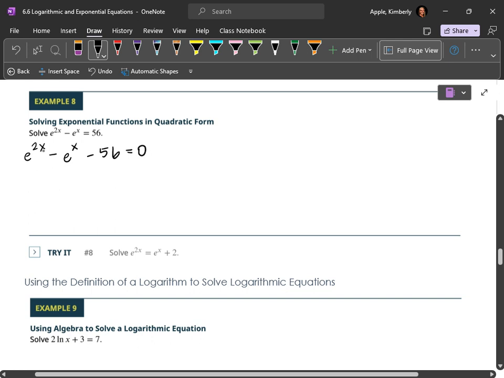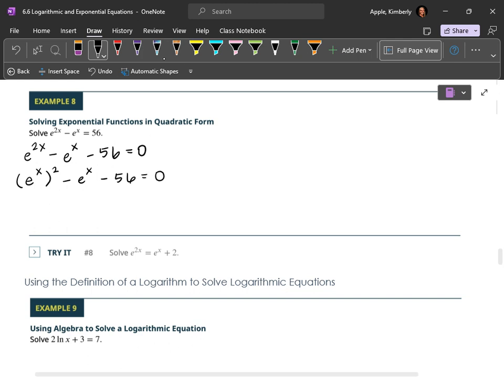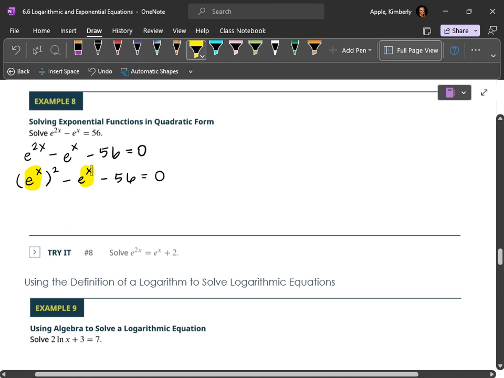And so I know this is a quadratic because I can rewrite this using the power rules to look like this, so that in short, I really have this quadratic form where the e to the x is just kind of like the x term, right? So I have this thing squared minus this thing to the first power minus a constant, which is a quadratic form. And so in my mind, to solve this, I can think the following. I can think x squared minus x minus 56 equals 0.